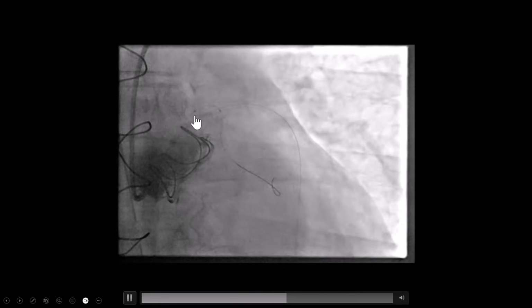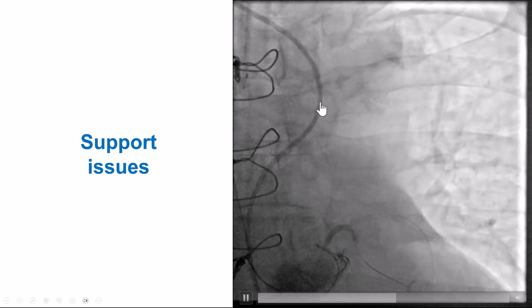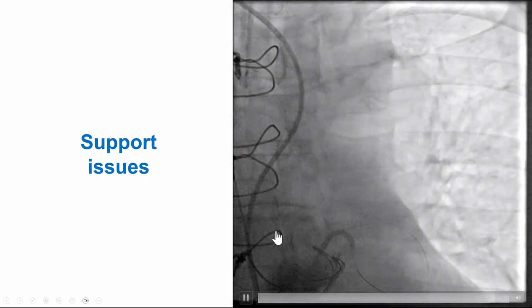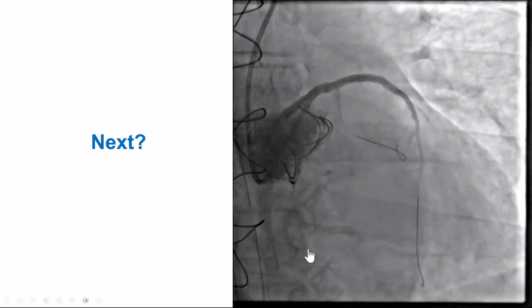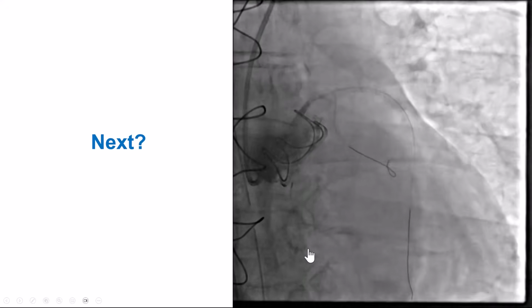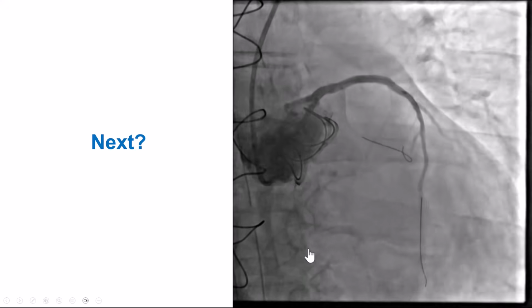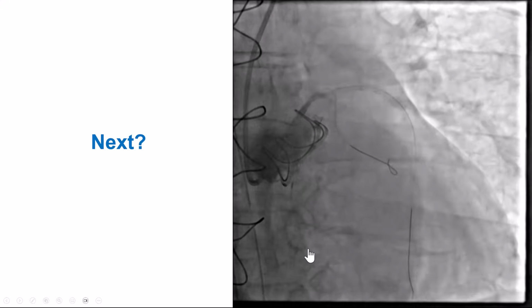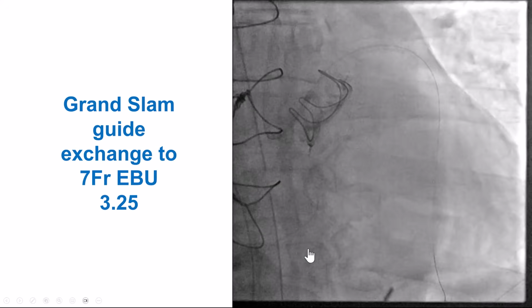Now we have difficulties delivering the balloons, but eventually we do have some improvement. This was part of the problem. We are radial, the guides are prolapsing, not very good support at all. And despite all that, now we've lost the flow again into the circumflex. So what to do next? At this point, we've done several rewiring, several balloons, could not deliver a stent. It did not look very promising.